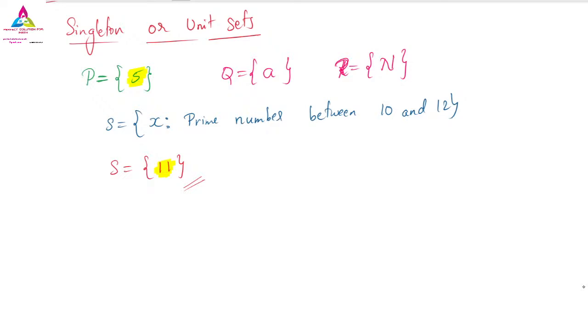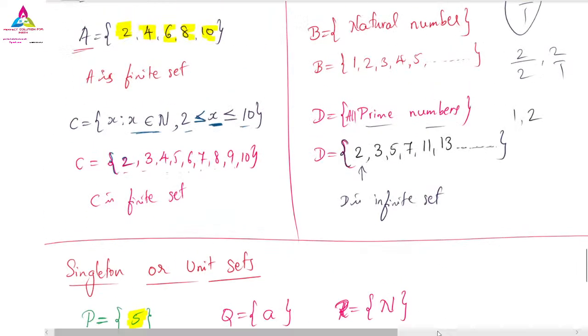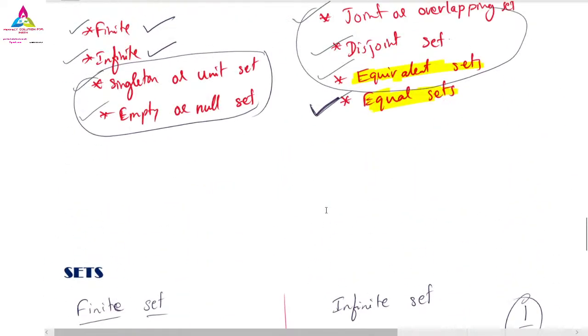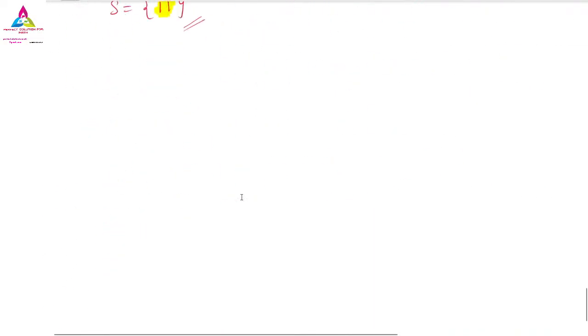Next we will move on to the next part. Singleton is over; you have understood the singleton or unit set. Next we will go for the empty or null set. This is also very important.